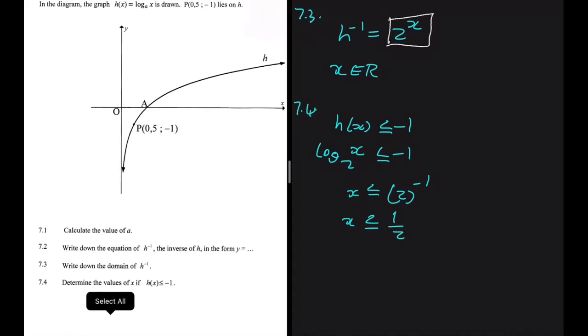That's our upper restriction. Now we need our lower restriction, right? We know that we cannot take log of 0 or log of a negative number, right? So we must indicate here that we need x to be greater than 0 but less than or equal to a half.